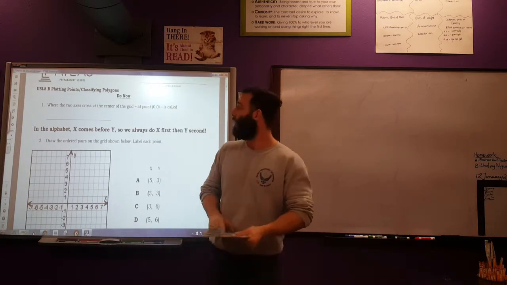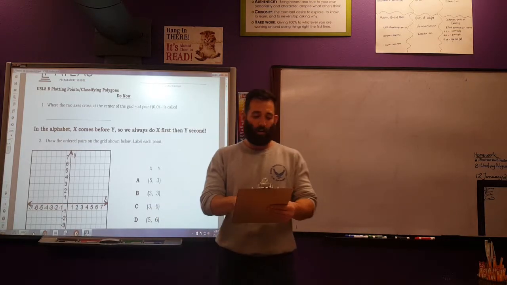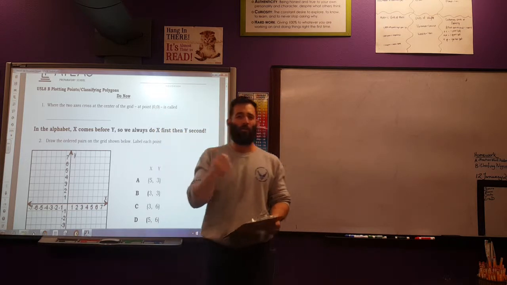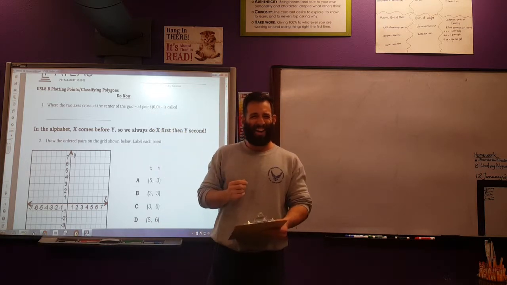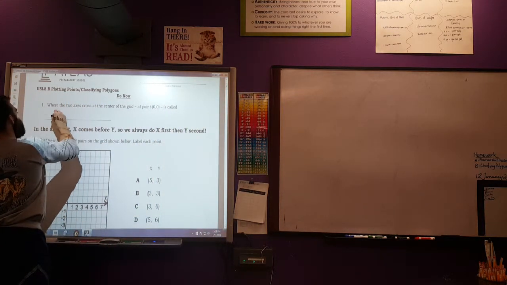Number 1, I'm wondering where the two axes cross at the center of the grid. Now, when you see these two numbers, 0, 0, that should key in something in your brain, and you should know that that something is called the origin.